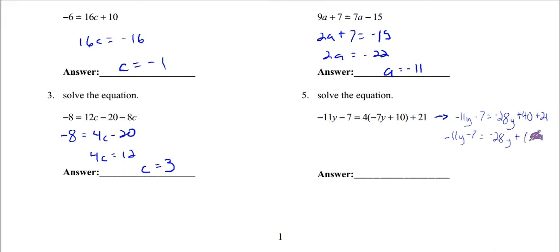Plus 61. Okay, I have variables on both sides, and when I cancel out on one side, I would like the result to be that I have positive variables. So I add 28y to both sides. So 28y minus 11y is 17y minus 7 equals 61. I'm going to add 7 to both sides, and 17y is going to be equal to 68. If I divide both sides by 17, I'm going to get y is 4.